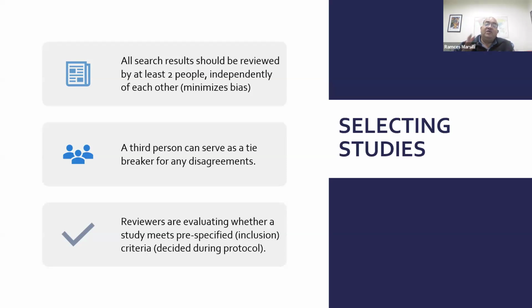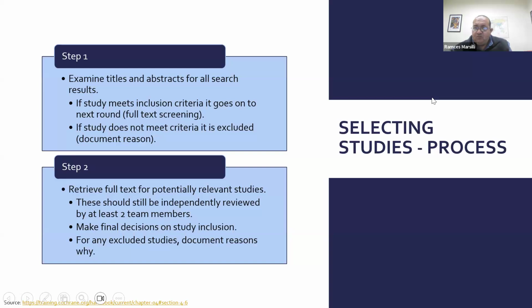So, reviewers are evaluating whether the study meets, as I said, the pre-specified inclusion or exclusion criteria decided during the protocol. Now, step one, you examine all titles and abstracts for all the search results. So if the study meets the inclusion criteria, it goes into the next round. If it does not, then it is excluded, and as always, document the reason why.